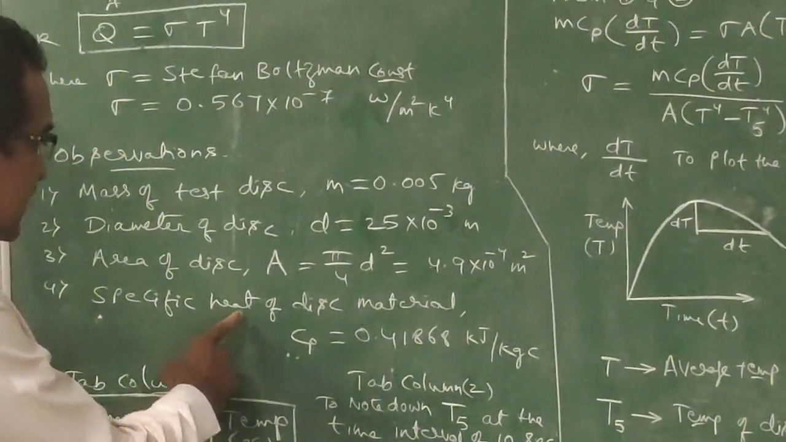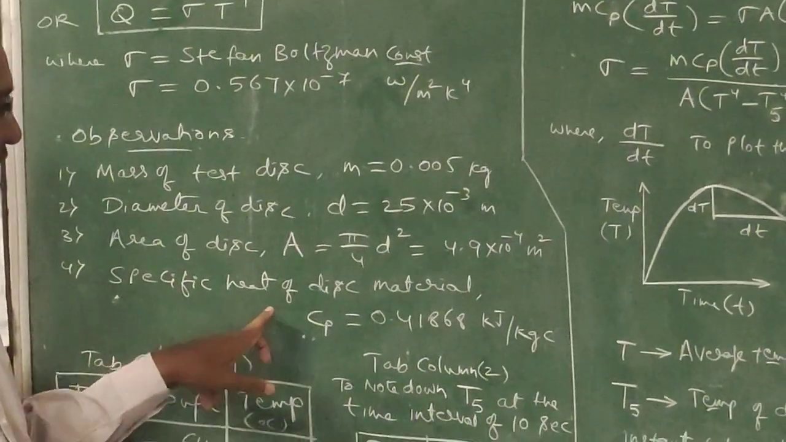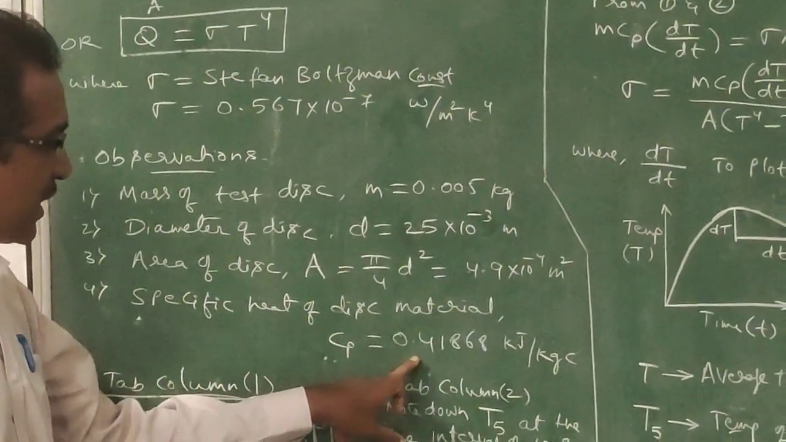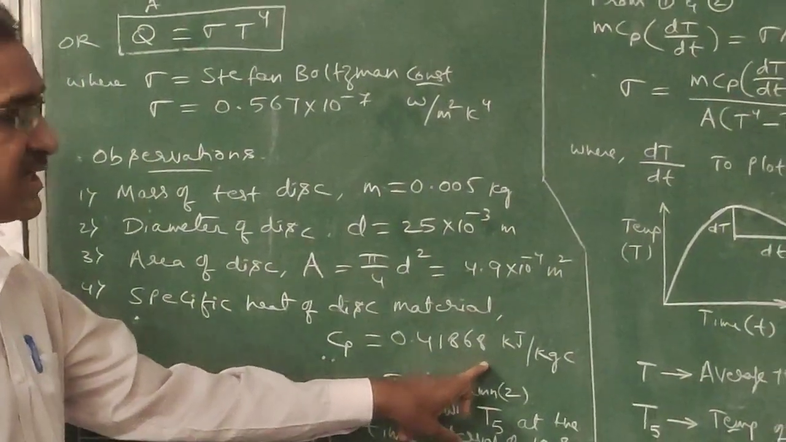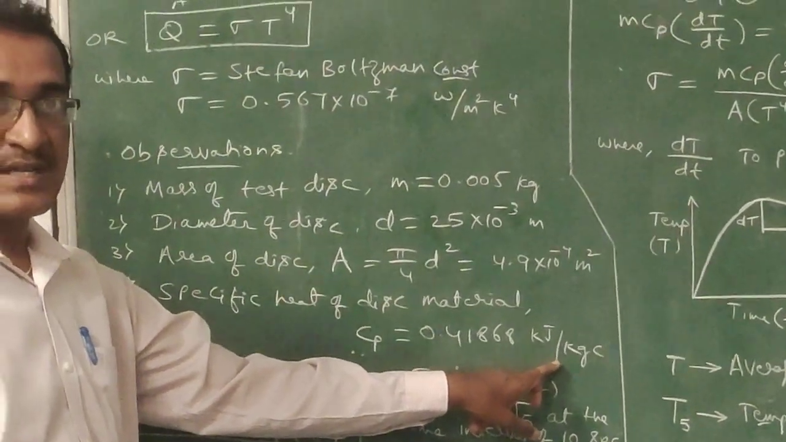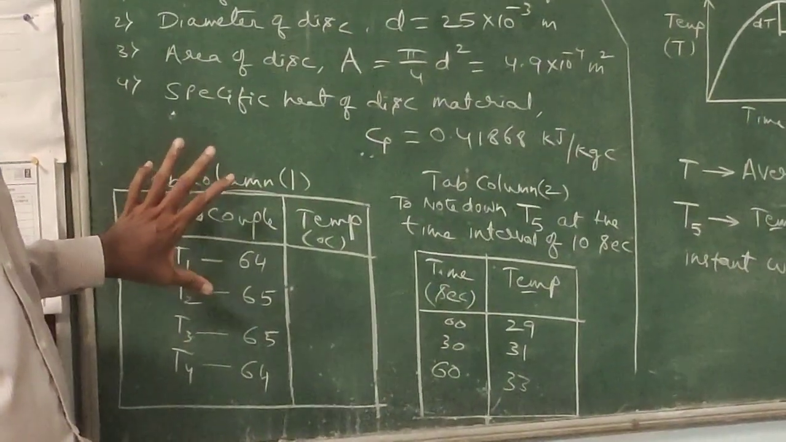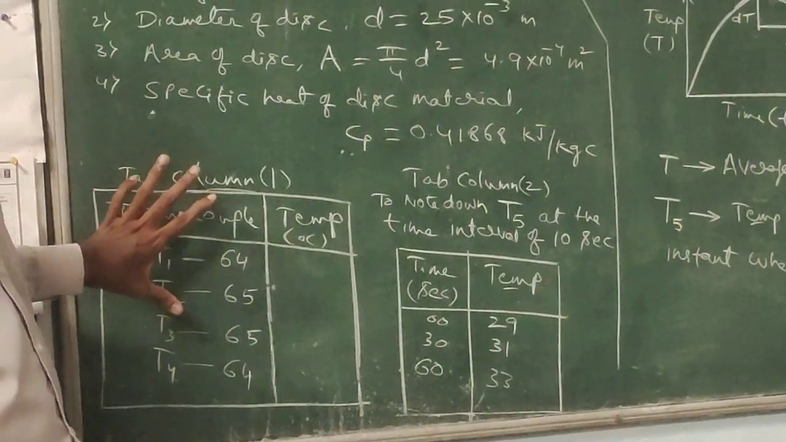Next, specific heat of disk material. It is given in the observation. Specific heat of disk material Cp is equal to 0.4168 kilojoules per kg degree Celsius. Afterwards we will discuss the tabular column.